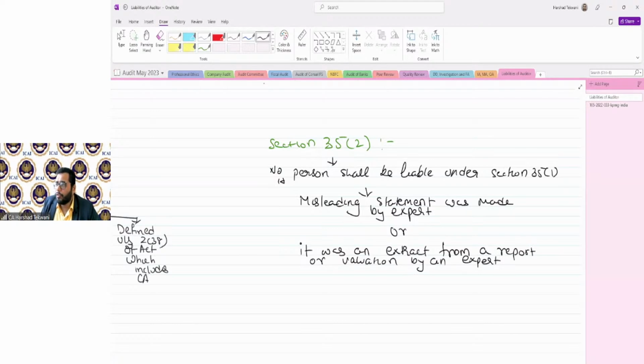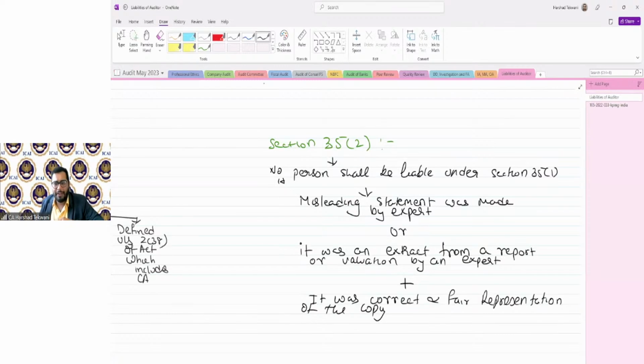Okay, and it was a correct and fair representation of the statement. Plus it was a correct and fair representation of the statement, meaning the correct copy of the statement was published. Okay, so whatever we have taken as an extract was extracted correctly or fairly from the particular statement, or the valuation report.